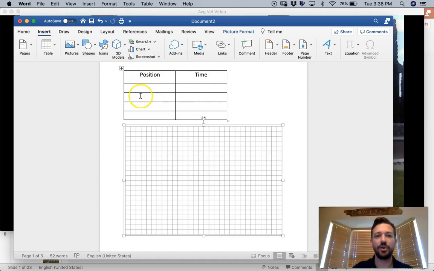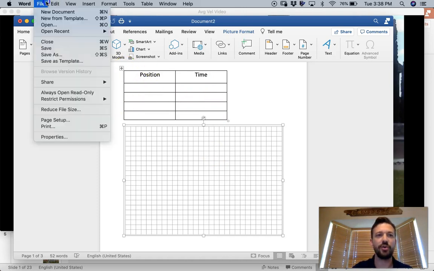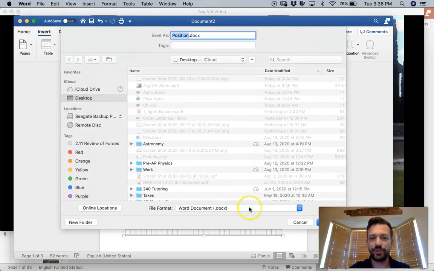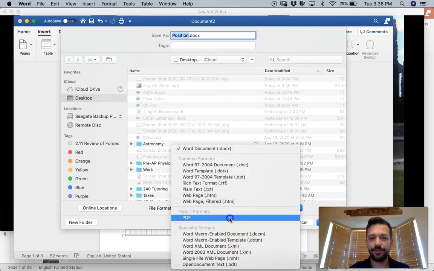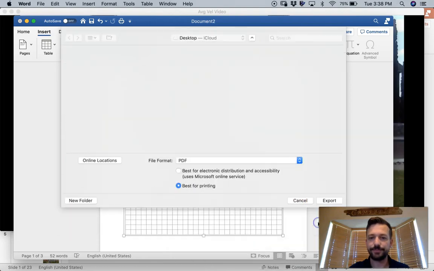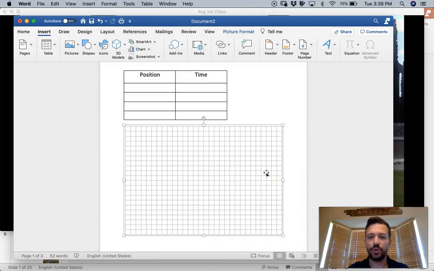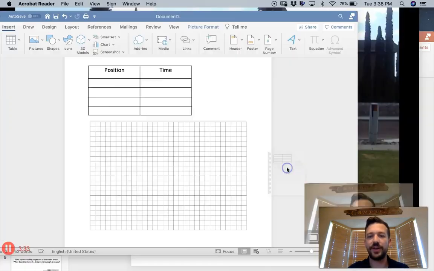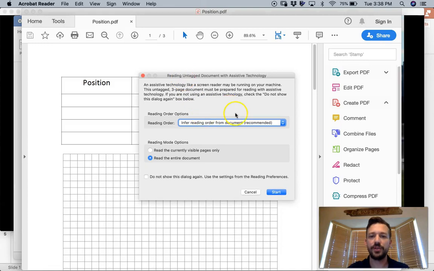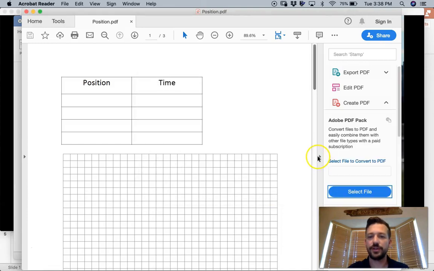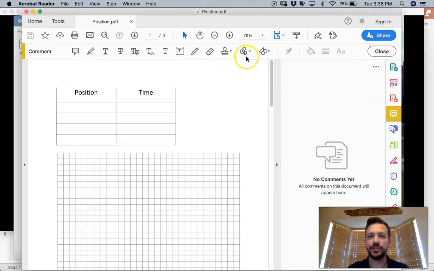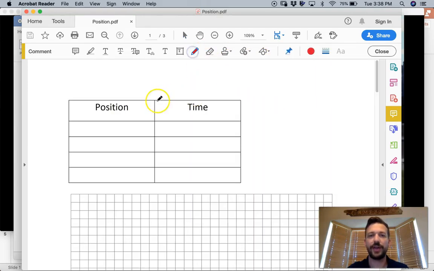Okay, so let me, oh, you know what? I need to save this. I need to put it as a PDF. So while you are making that table, I will be doing this. Okay, there it is. Okay, bring that, do comments, get rid of that. Okay, now let's write some stuff down.